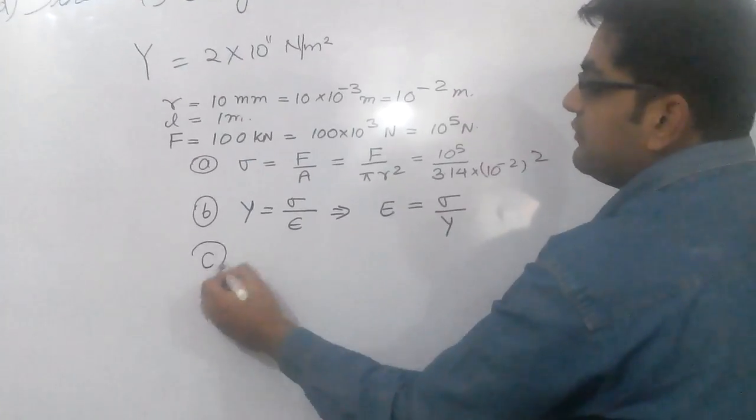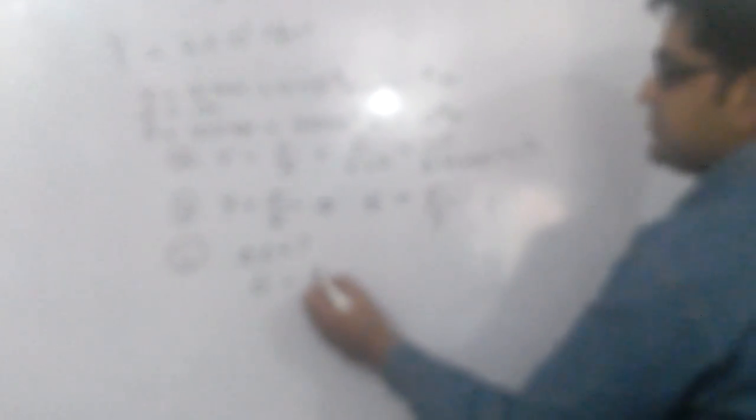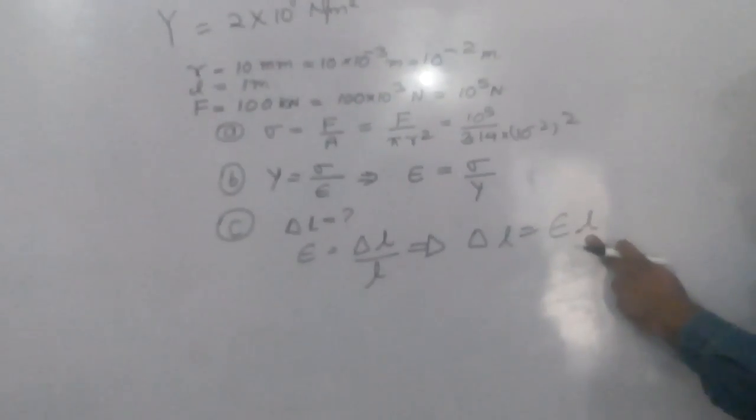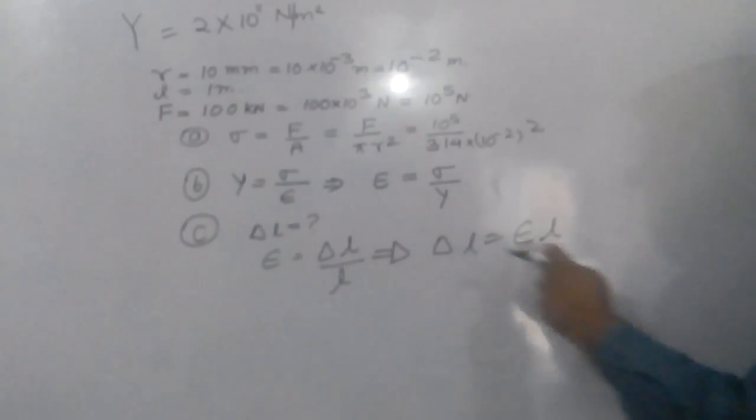And in part C, we have to calculate elongation. Elongation equals to delta L. How we will calculate it? First, we know that the strain equals to delta L upon L, and elongation will become delta L equals to epsilon into L. In part B, we will calculate epsilon and L is already given. So by multiplying these two values, we will calculate delta L.